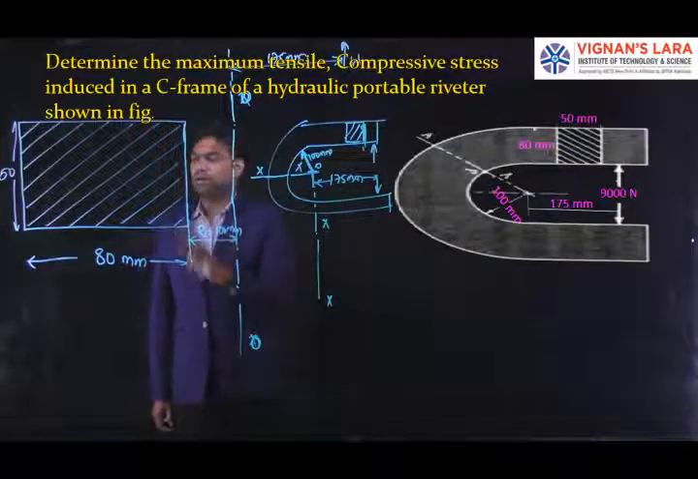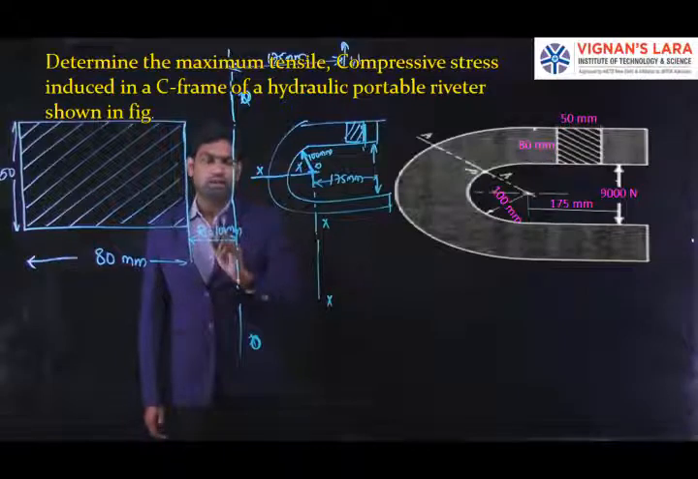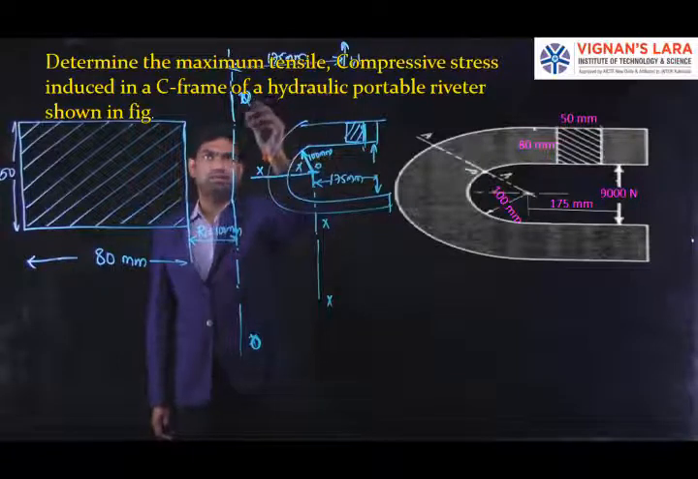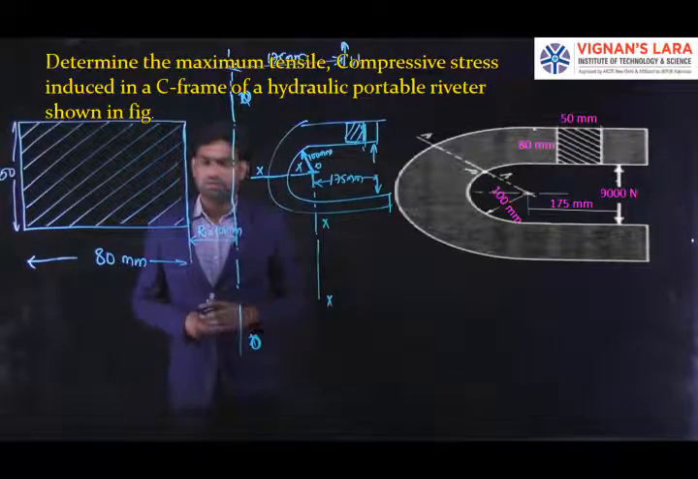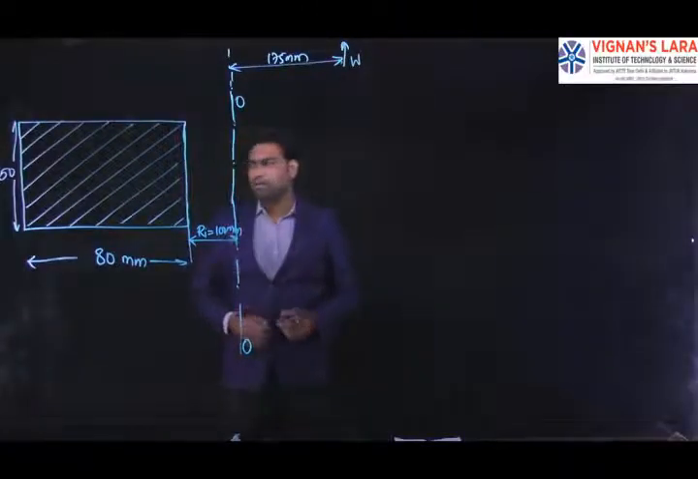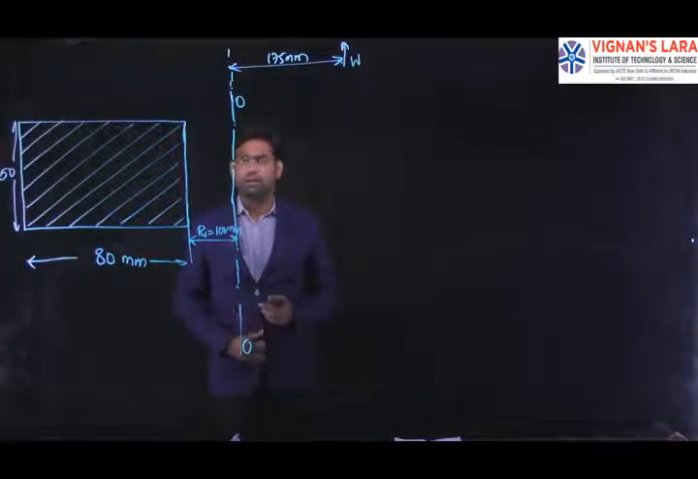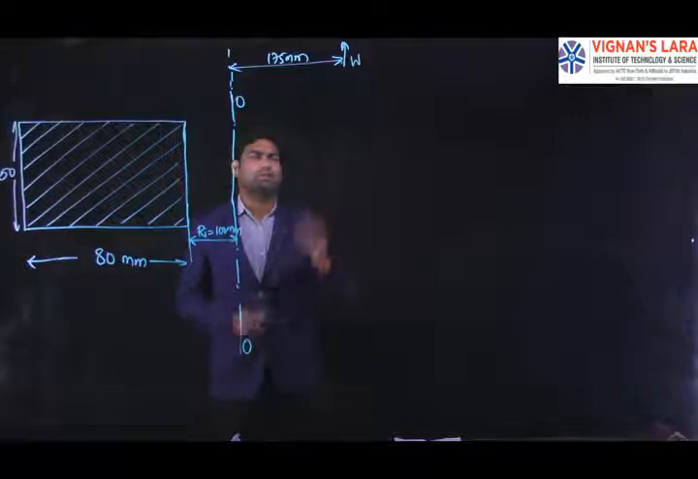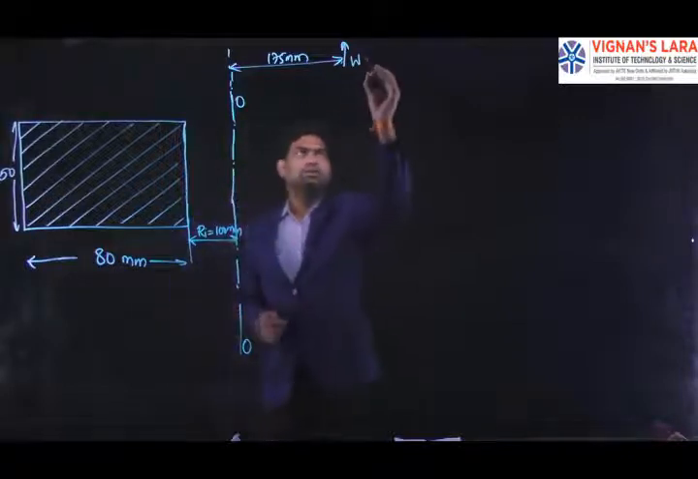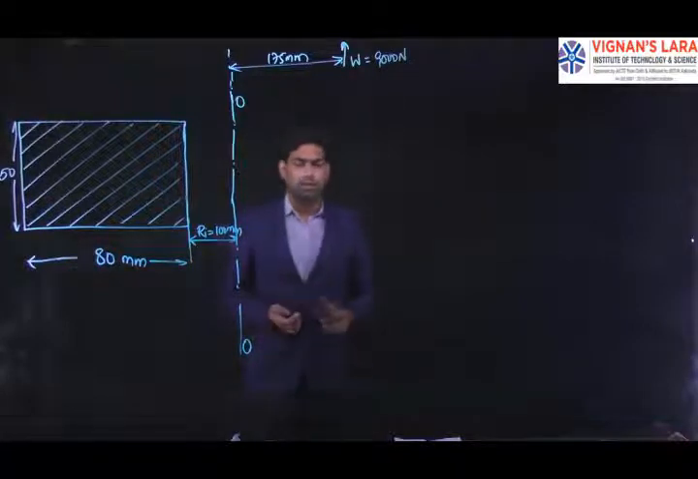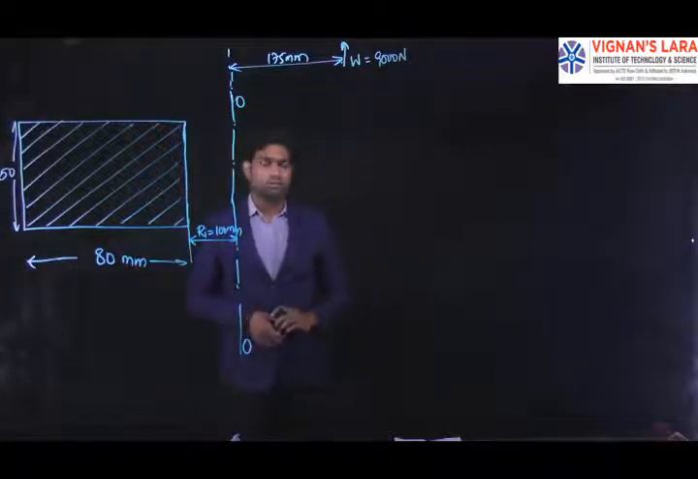So the width and depth are given, and then the inner radius of curvature is given. And the distance from the load acting to the center of curvature O, 175 mm, is given. So let us solve this. After indicating all the dimensions, width and depth, inner radius of curvature, and distance from the center of curvature to the load, the load acting is also given as 9000 newtons. I can denote it with W, 9000 newtons.